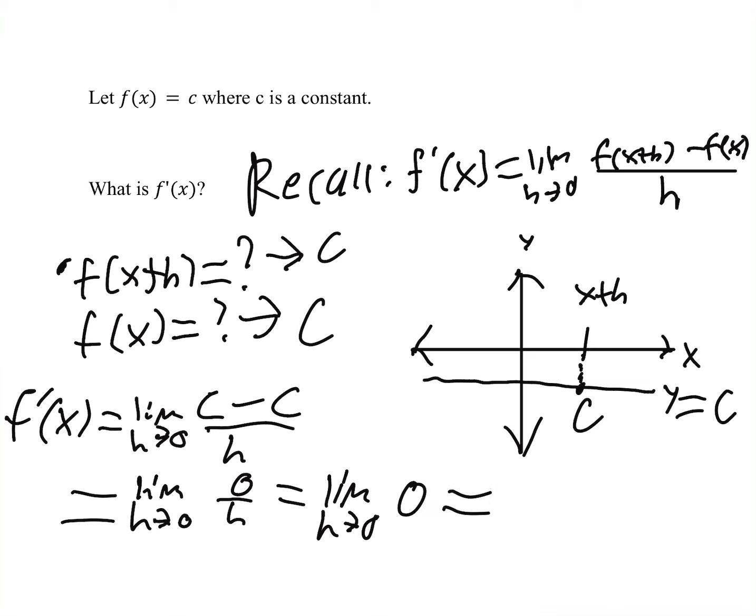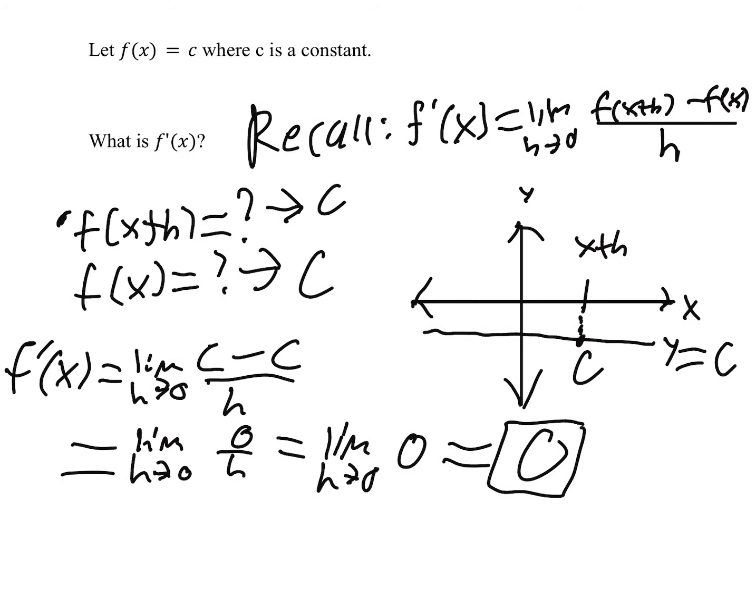So you have the limit as h goes to 0 of 0, and the limit of a constant is just the constant, which is 0. So we have proved that the derivative of a constant c equals 0. And if you have any questions, please let me know.